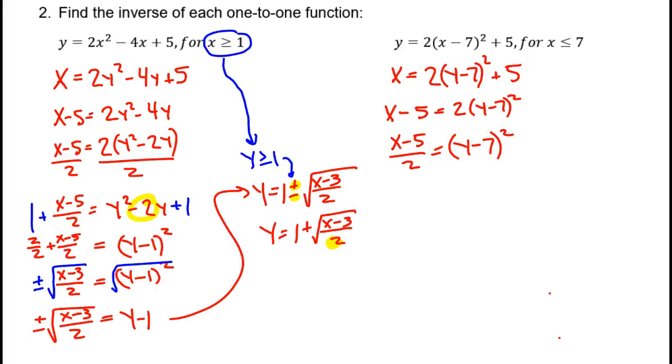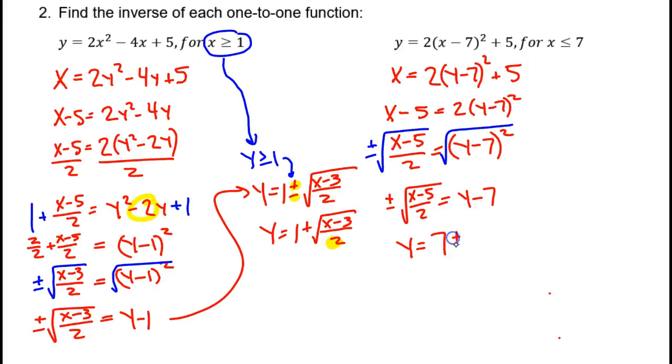And now we're at a position where we can take the square root of both sides, and I get the following. At this point I can add 7 to both sides, and I get y equals 7 plus or minus the square root of x minus 5 over 2.